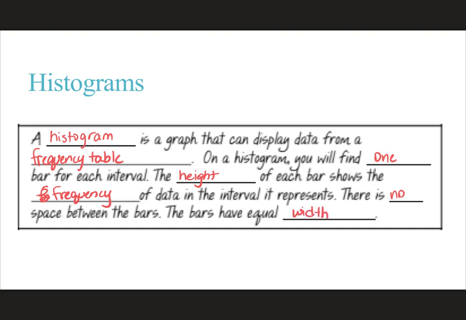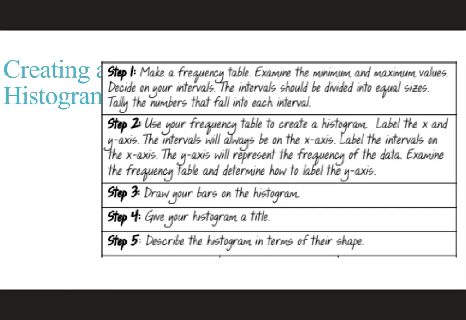All right, so let's see what that looks like. So here's our steps. First, we have to make a frequency table. Then we're going to use the frequency table to create the histogram. We're going to draw the bars on our histogram, and then we're going to give the histogram a title and describe it in terms of their shape.